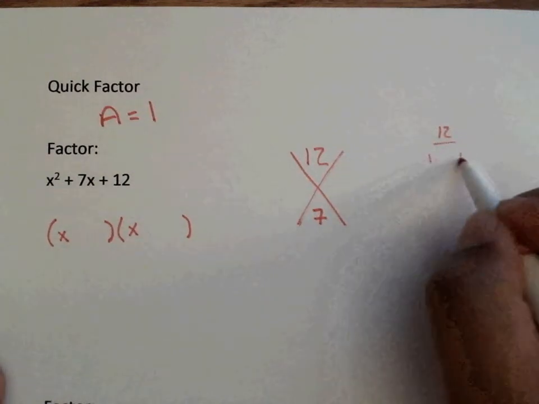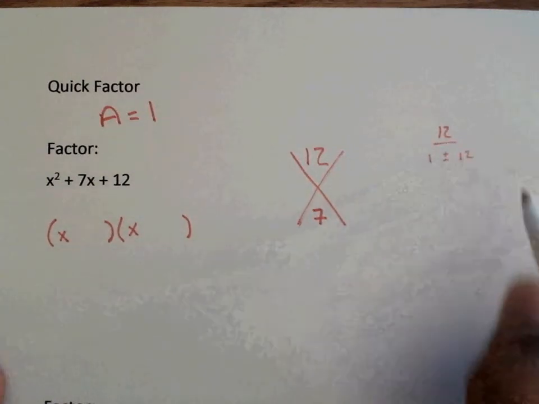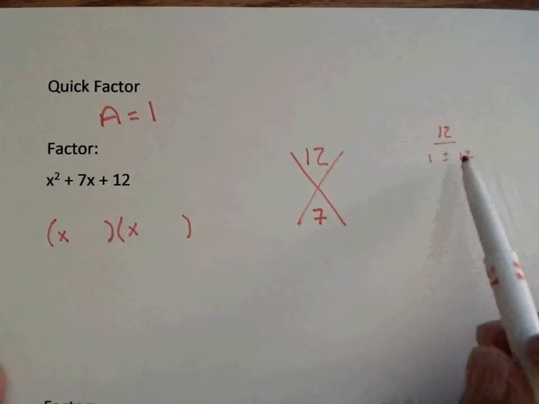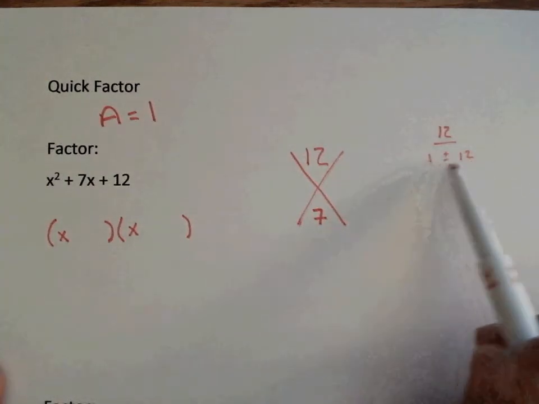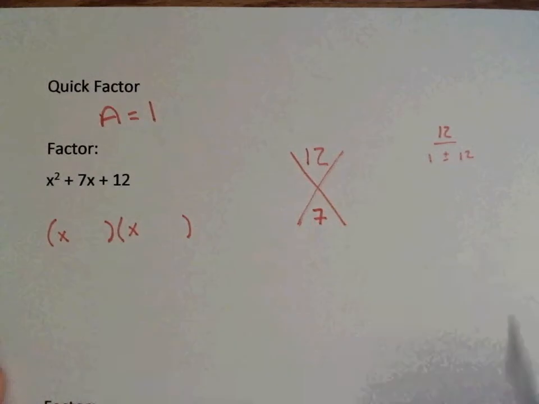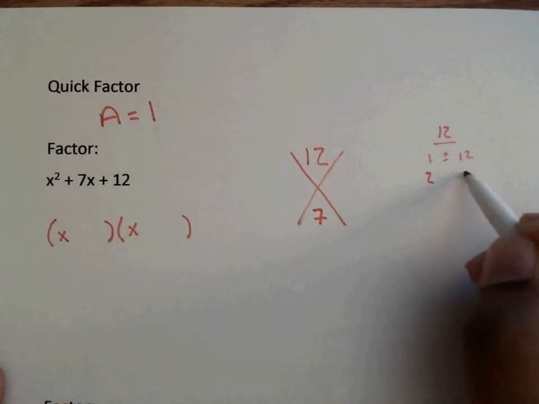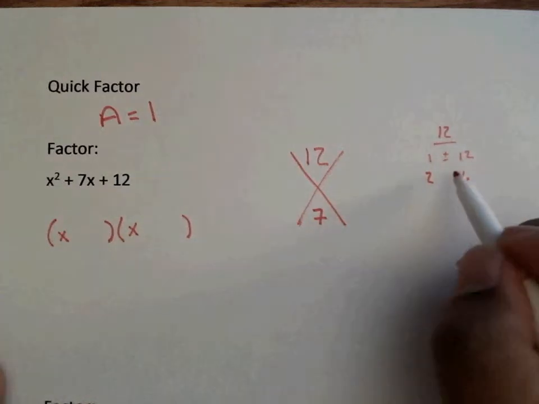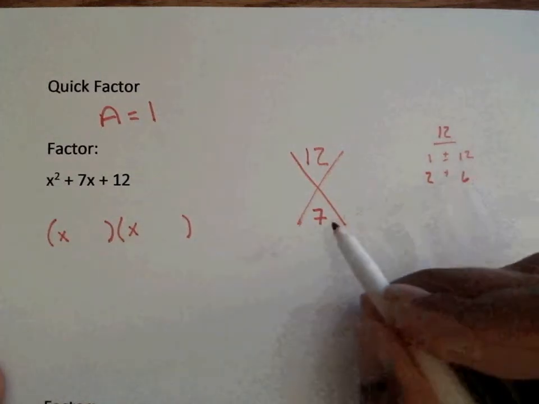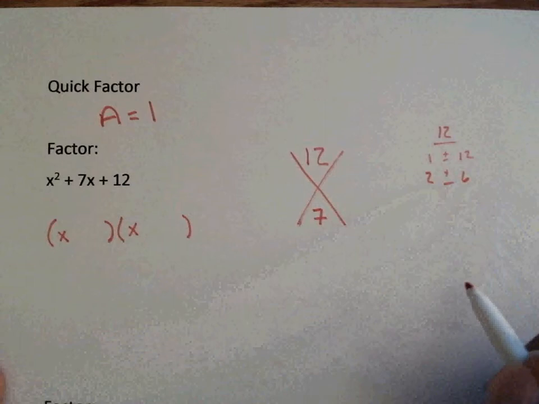I'm going to try 1 and 12. If we add or subtract these, though, it does not work, because 1 plus 12 is 13, 1 minus 12 is 11. We're trying to get 7. I'm going to go up to 2, and we know 2 times 6 will give us 12. But if we add those together, we don't get 7. If we subtract them, we don't get 7.